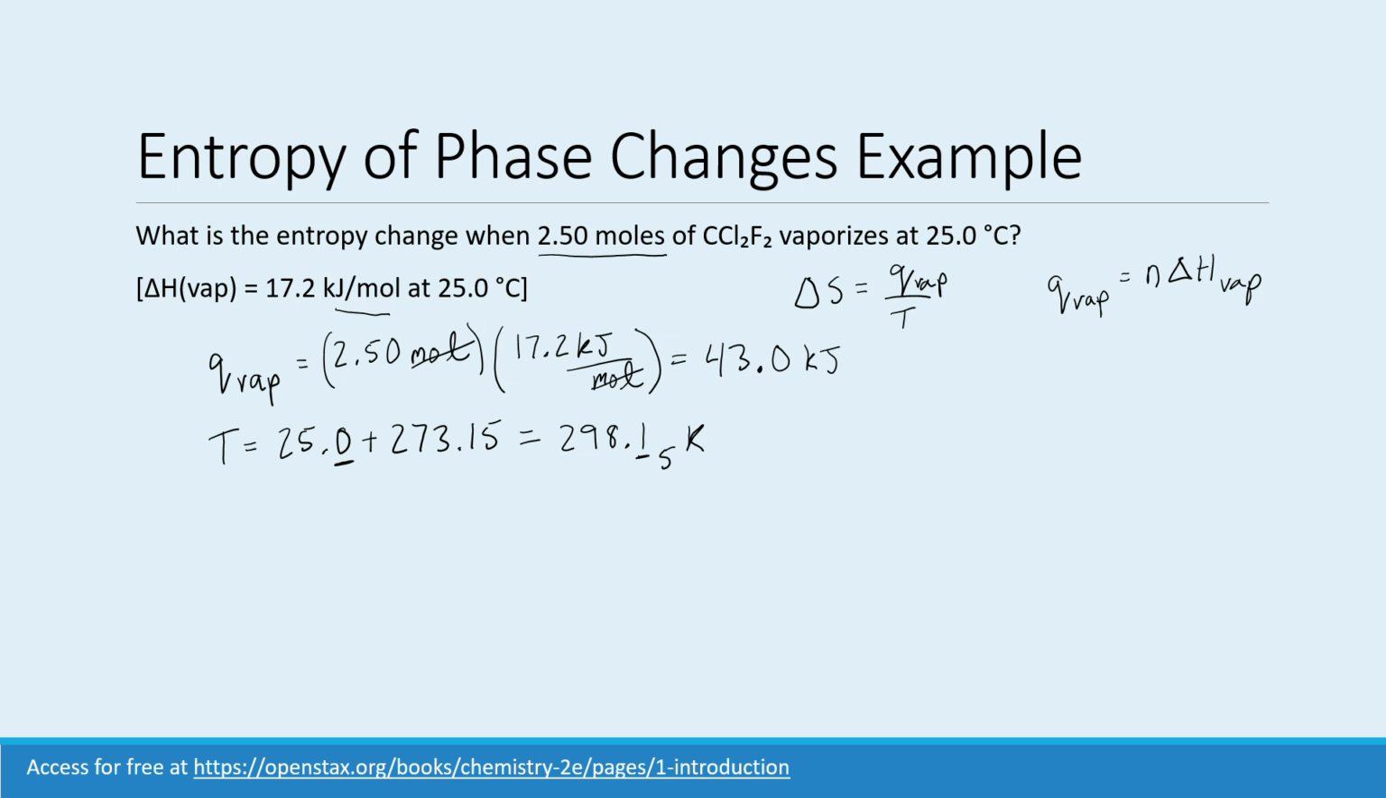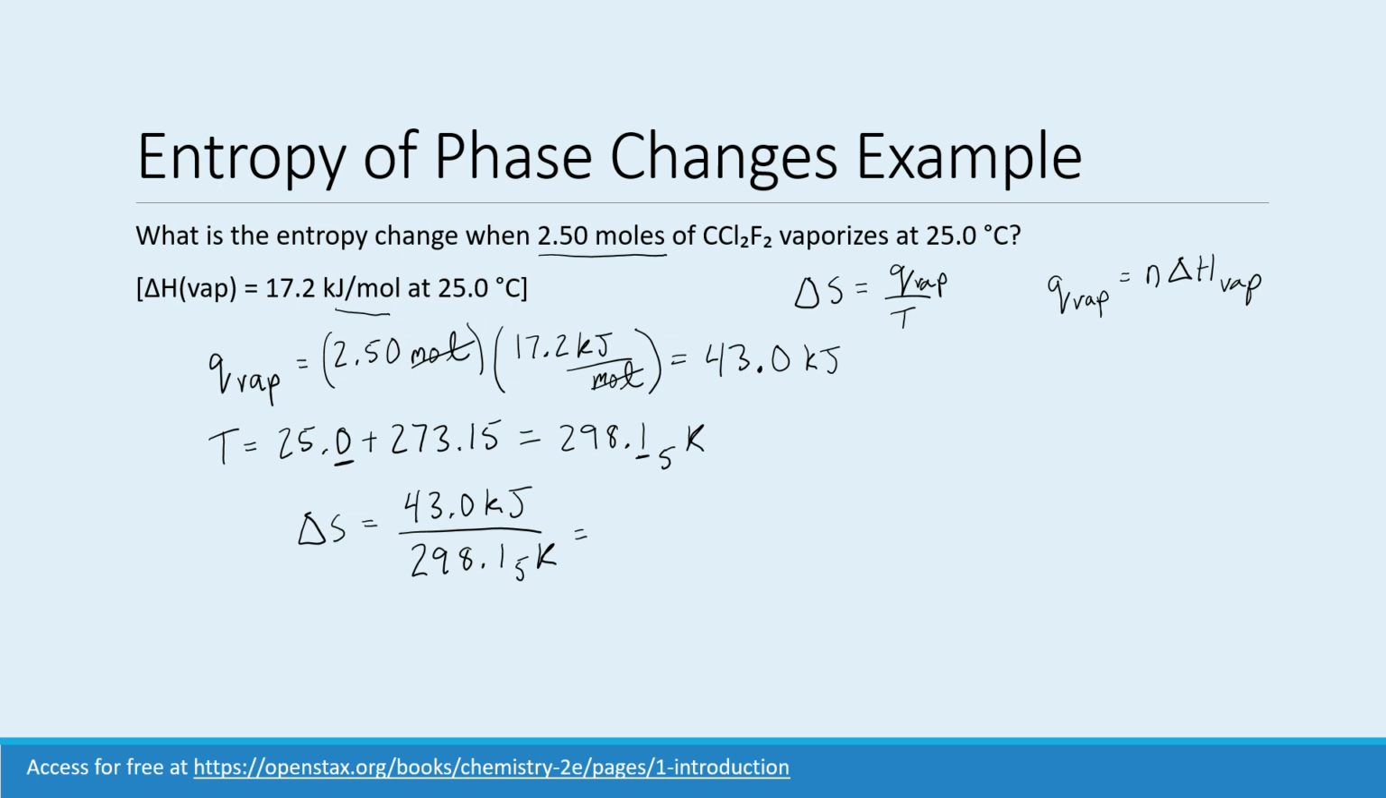So we have got our Q and our T. Now we can simply plug it in for our change in entropy. It's going to be the value of Q, 43.0 kilojoules, divided by that temperature in Kelvin, 298.15 Kelvin.